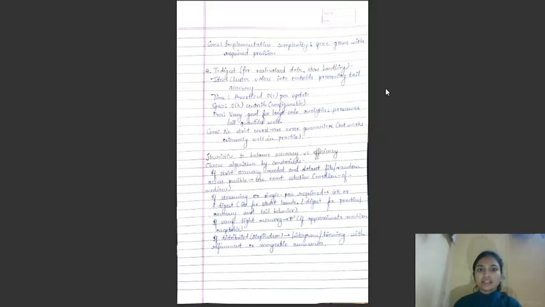For T-digest, the idea is to cluster values into centroids, preserving tail accuracy. Time: big O of 1 per update. Space: big O of K centroids, configurable. Pros: very good for large-scale analytics, preserves tail quantile values. Cons: no strict worst-case error guarantees, but works extremely well in practice.